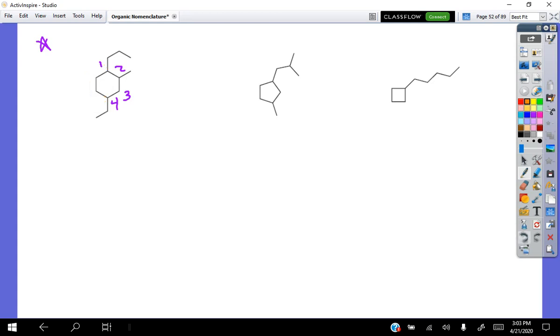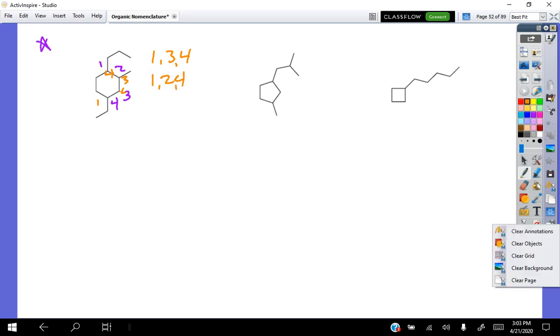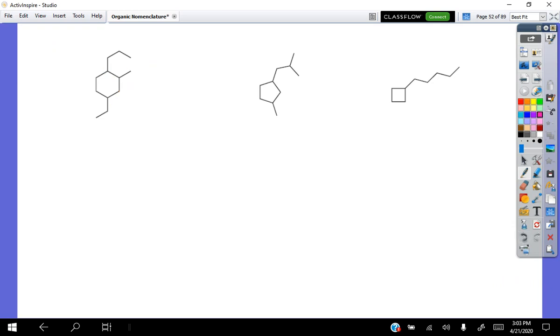The other possible option is if I started with the ethyl group, 1, 2, 3, 4. So I've got 1, 3, 4 as an option versus 1, 2, 4 as an option. I want to go with 1, 2, 4. That's the better numbering system. So I'll go with the one that I had here. 1, 2, 3, 4, 5, 6.